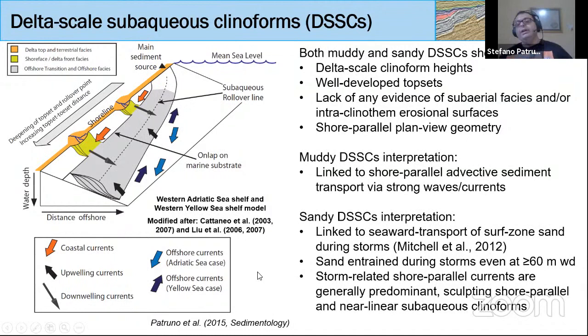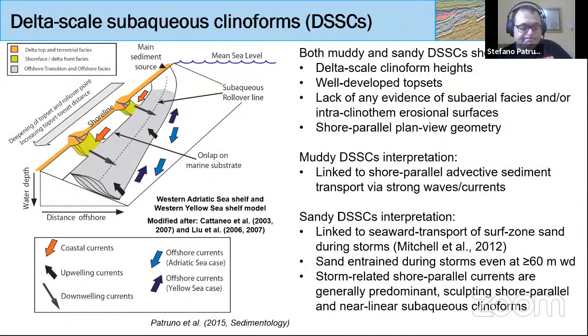And then you entrain sands and you transport them offshore with the offshore returning current, and then you sculpt them with shore parallel marine current, similar to this. So therefore, even the sandy bodies are oriented parallel to the shoreline if you look at them in plan view, very similar to the Yangtze, very similar to the Adriatic, but they are much smaller. So going back to your question before, in terms of the plan view length of the clinoforms, both the muddy ones and the sandy ones are pretty much parallel. They are linear and parallel to the shores. The muddy ones are associated to major rivers, and they are much, much longer, lots of kilometers. Whereas the sandy ones are smaller in terms of along-strike extent because they are not associated to major rivers in most cases.